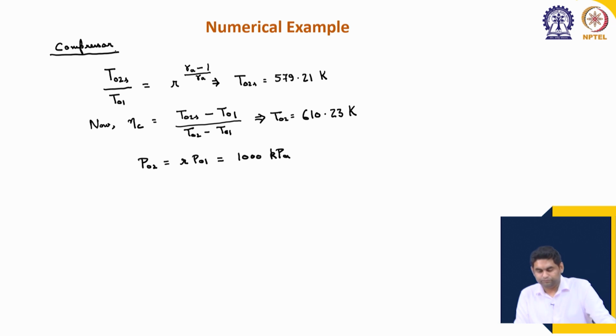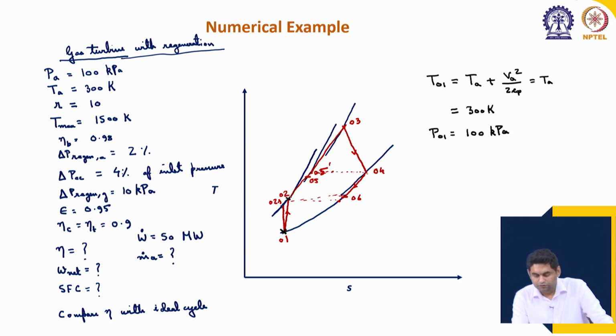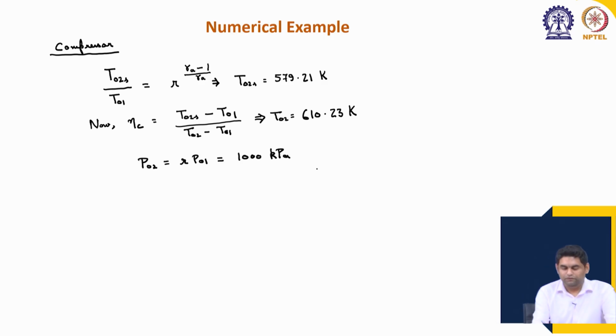What next? So, we also have to do calculation for the regeneration process, okay, regeneration process 02 to 05. So, we need to find the inlet temperature to the combustion chamber. So, we need to find the temperature T05, okay. And so, how do we find this T05? So, this is for regenerator.